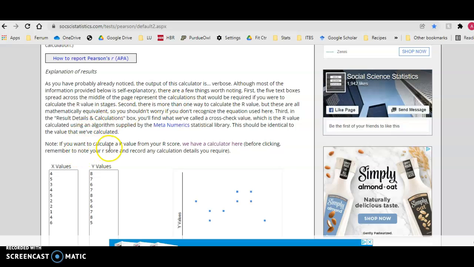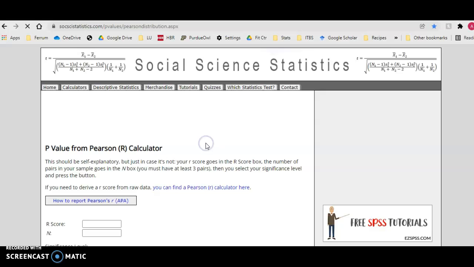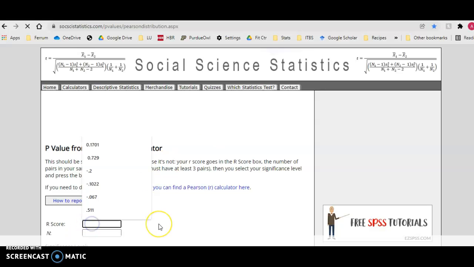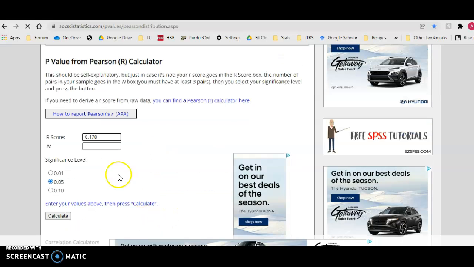I am going to come over here. I want to calculate a p-value from my R-score. A p-value lets us know whether there is a statistical significance in our results. So R-score, copy and paste, and then N. N is your number of data points minus 2. So I collected data from 10 different people. Minus 2, going to hit 8.